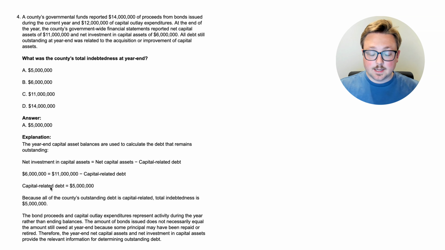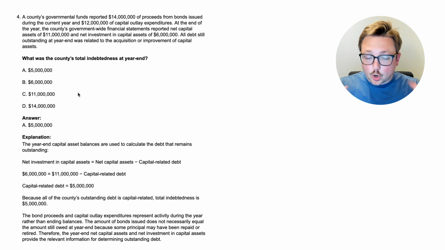So the capital-related debt is $5 million because 11 million less 5 million equals $6 million. And again, you can kind of just move the equation around a little bit to figure that out. Because all of the county's outstanding debt is capital-related, total indebtedness is $5 million.